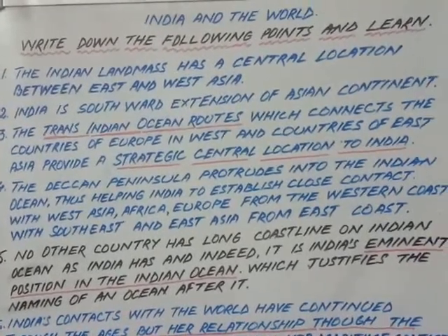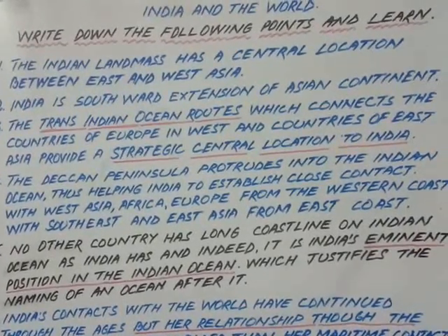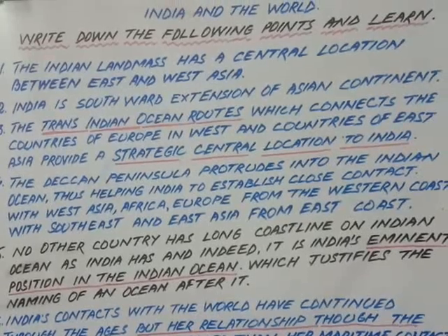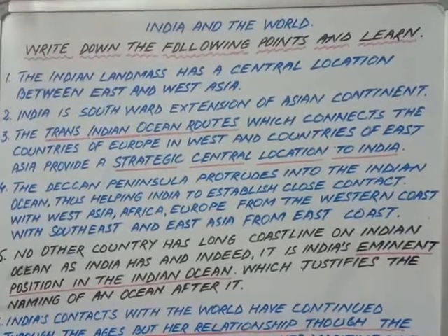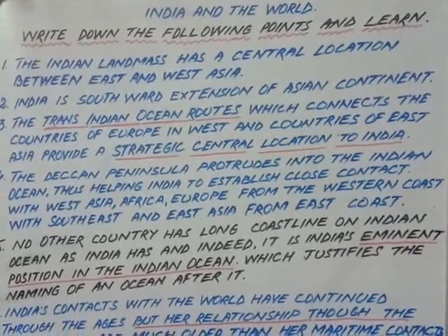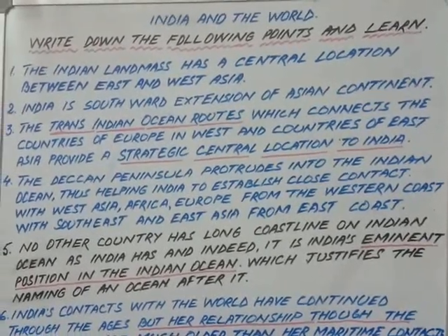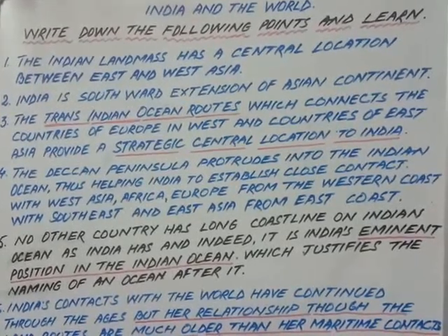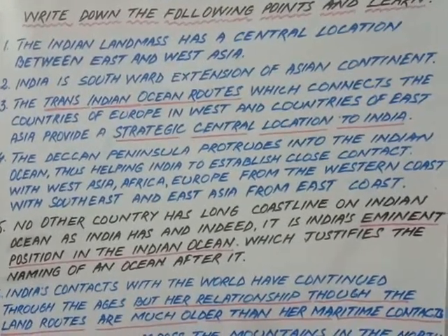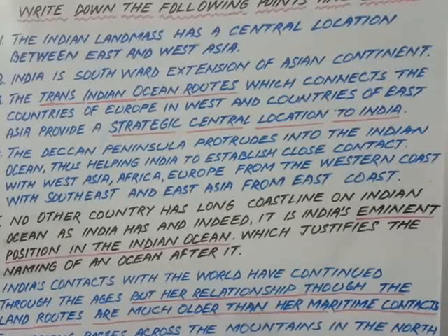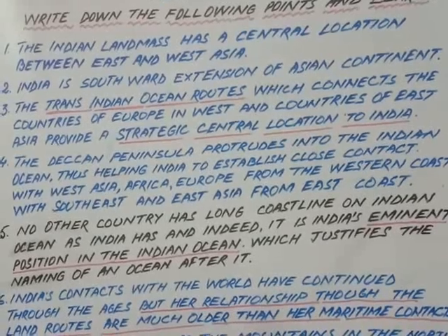Point number 1. The Indian landmass has a central location between East and West Asia. If you see the world map, taking into consideration the Asian continent, you will see India's location is central. That is, between the Arabian world and the eastern part of the world, India is centrally located. Number 2, India is a southward extension of the Asian continent. You will see India's location is towards the south of the Asian continent.